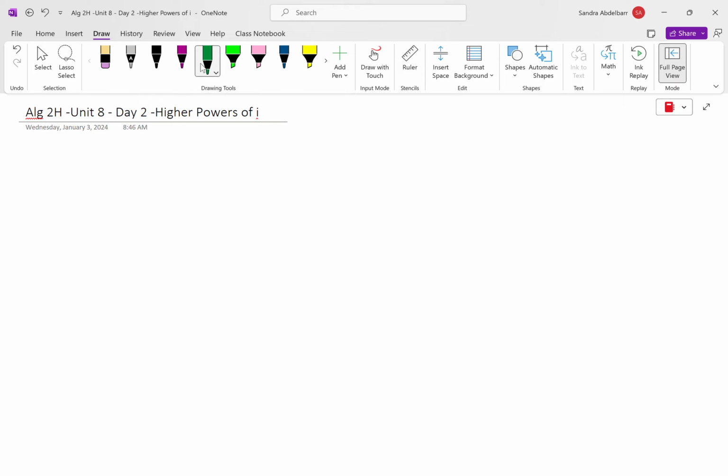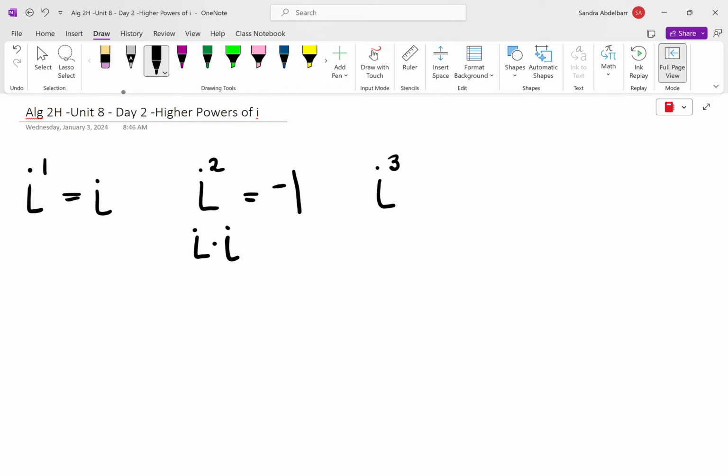Okay, so we're going to talk about higher powers of i today. Well, we know i to the first is just i. i to the second is i times i, which we know is -1. i to the third is i times i times i. Well, i times i is -1, and then we're left with -1 times i, which is -i.